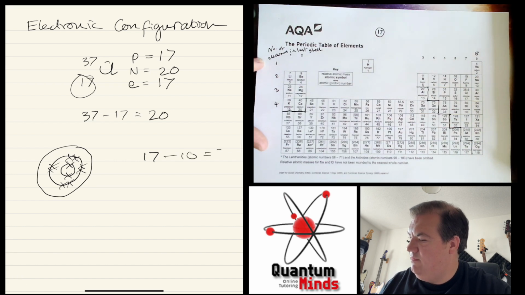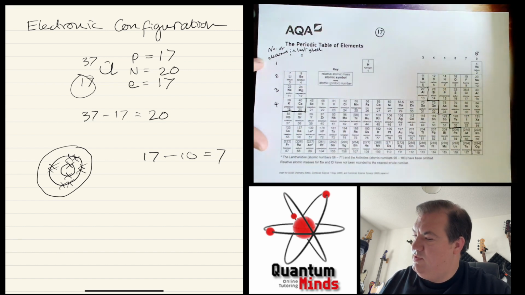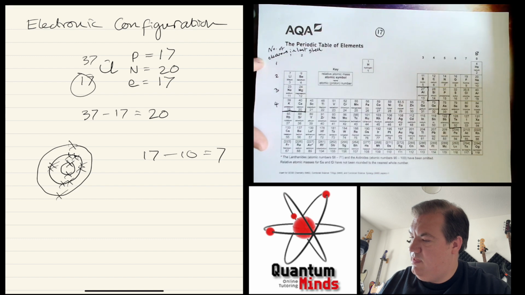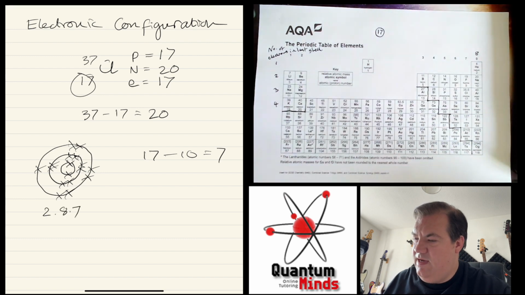So that leaves us with 7 electrons left to fill, which matches this number in this column here. So that's north, south, east, west, north, south, east, and that's it. And what you do at the end of all that is you write down the number of electrons in each shell. So 2, 8, 7, and that is your electron configuration for chlorine.